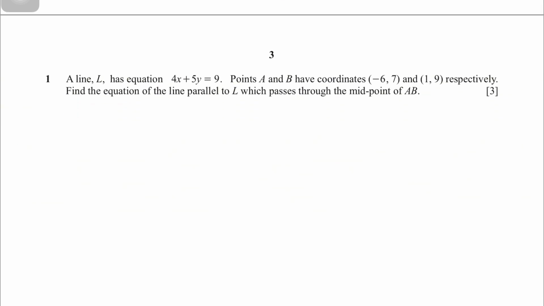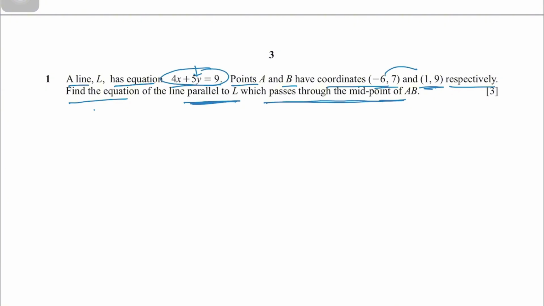So question 1 is given as: a line L has equation 4x plus 5y equals 9. Points A and B have coordinates (-6, 7) and (1, 9) respectively. Find the equation of the line parallel to L which passes through the midpoint of AB. So there is a line which has an equation 4x plus 5y equals 9, and points A and B have coordinates this. Find the equation of the line parallel to L, so it has to be the same gradient as L and pass through the midpoint of AB.